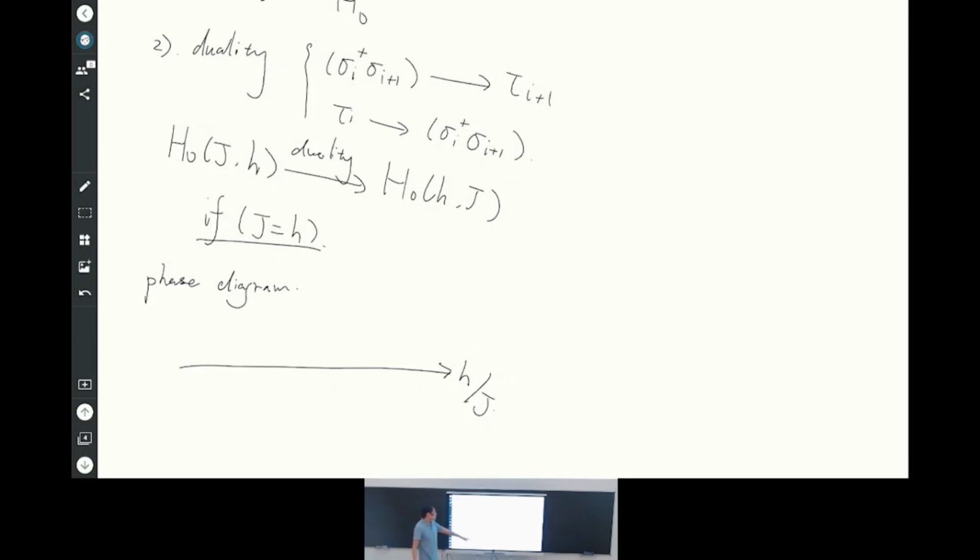So in this case, you will see, first you can think about the limit where H is much larger than J.